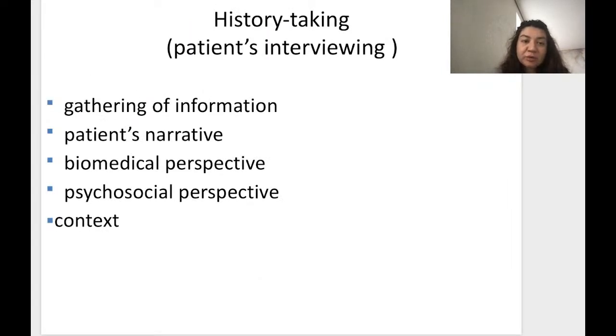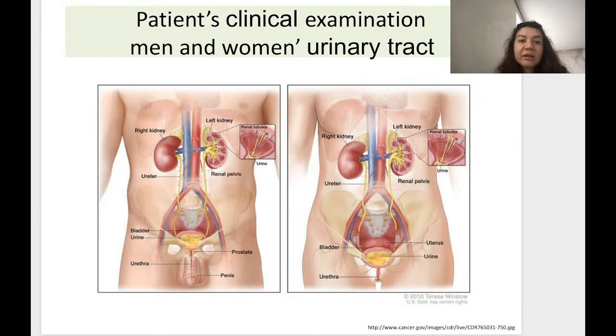History taking goes with gathering of information: the patient's narrative, biomedical perspective, psychological perspective, and context. And reminding with anatomy and topographical anatomy of the kidneys. You remember the position of the kidneys and structure of the kidneys and the structure of the urinary system in general. The position is important to remember before investigation of the patient. It is palpation and percussion of the kidney.